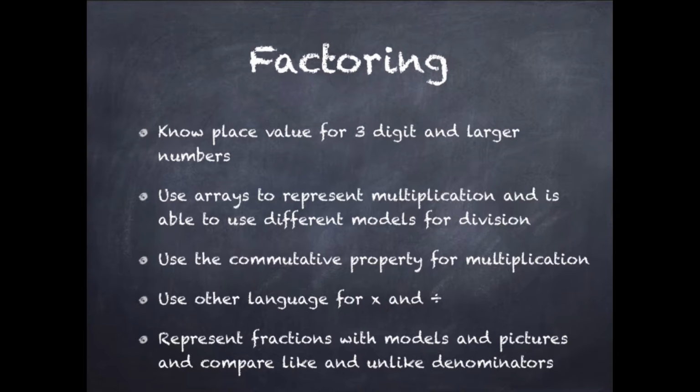The highlights of the factoring phase are that students know place value for 3-digit and larger numbers, so the numbers are getting larger in addition and subtraction. They're starting to use arrays to represent multiplication, different than the grouping. And they're able to use different models for division, because there are a couple of different models that match division. They're also able to use the commutative property for multiplication. So they understand that 4 times 6 is the same as 6 times 4, and they don't have to memorize both of them separately, but it's really the same problem.